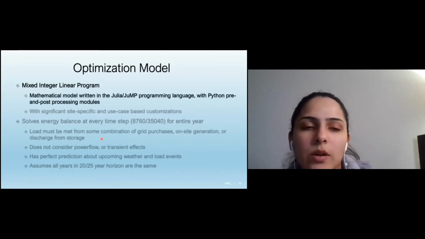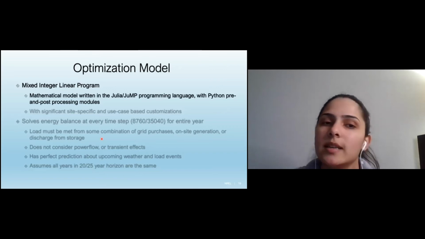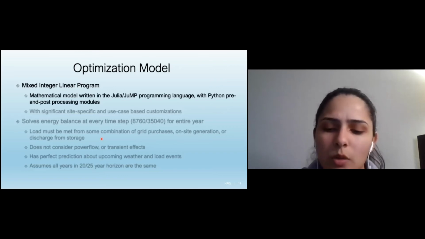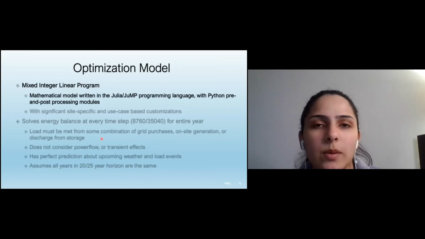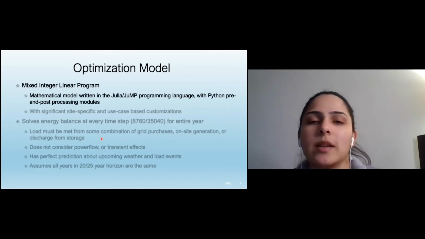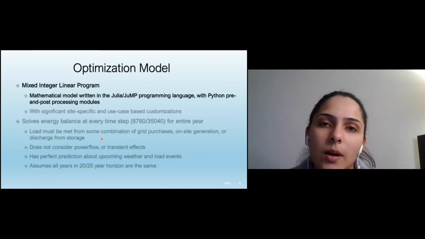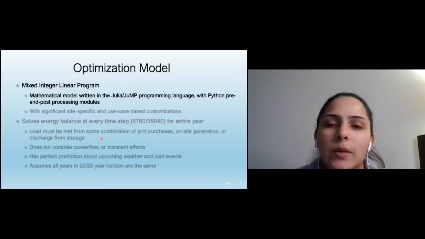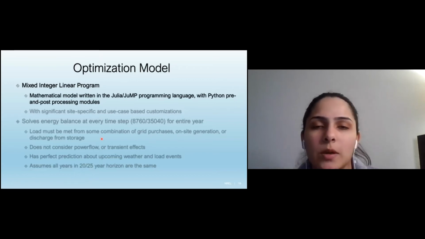The mathematical model is written in Julia, or JuMP programming language. Julia is a fairly new programming language, but its optimization package, JuMP, is pretty efficient. So that's the one which the REopt code has been recently converted to. Previously, it was using another programming language called Mosel for coding the optimization part, but it's been changed to Julia JuMP recently. Then there is a lot of data pre-processing.